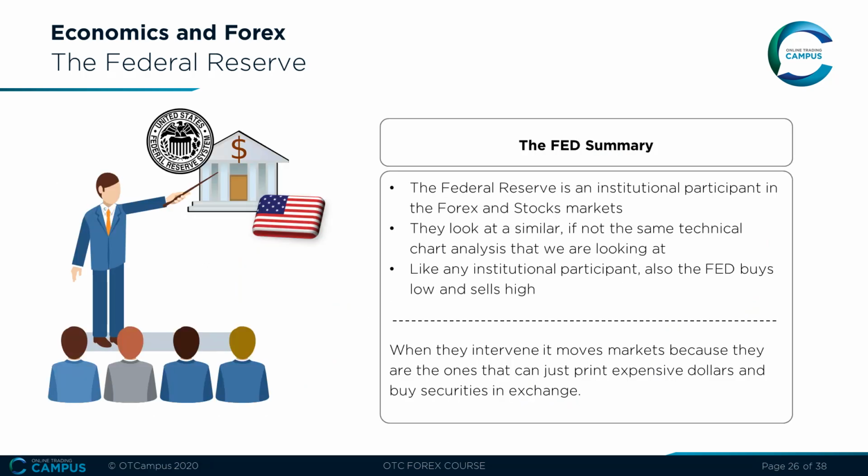So we can summarize that the Federal Reserve is really an institutional participant, not just in the forex markets, but most importantly also in the stock markets. And we can assume that they look at similar, if not the same, technical chart analysis that we're looking at. Like any institutional participant, the Fed also buys low and sells high. And when they intervene, it moves markets because they're the ones that can just print expensive dollars and buy securities in exchange.